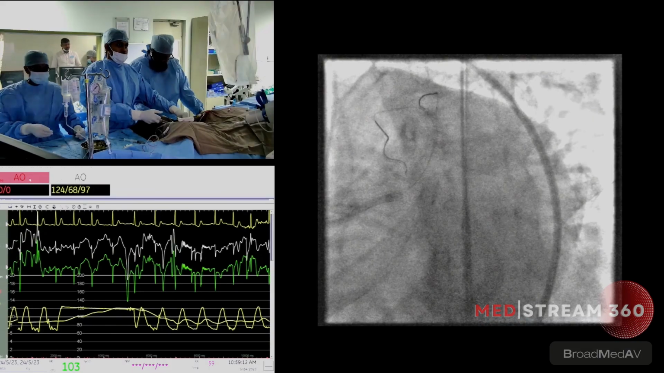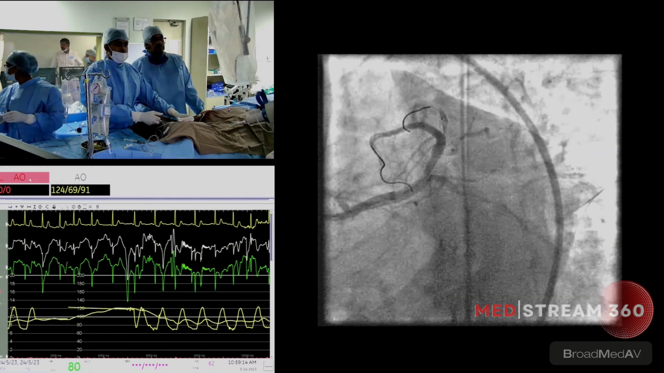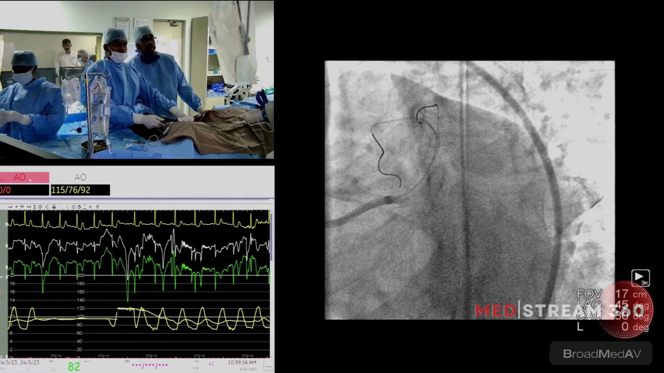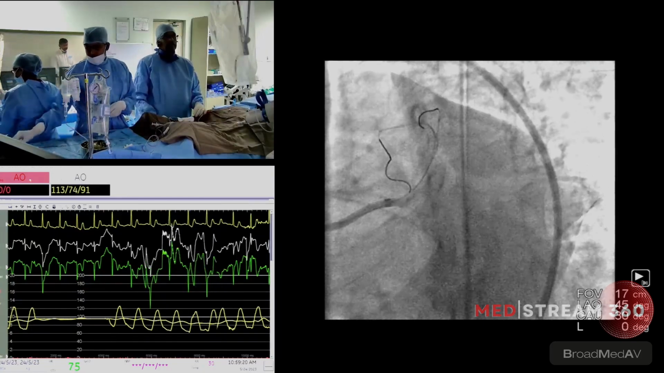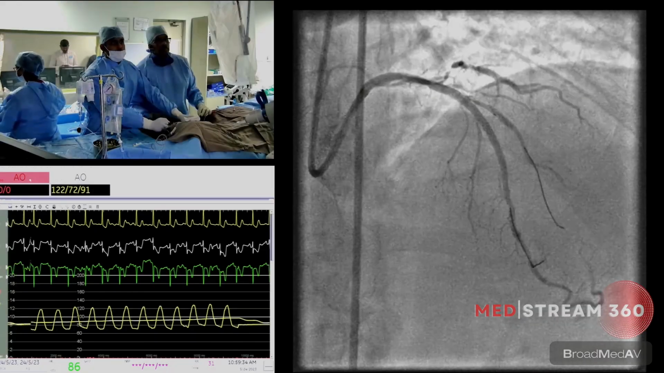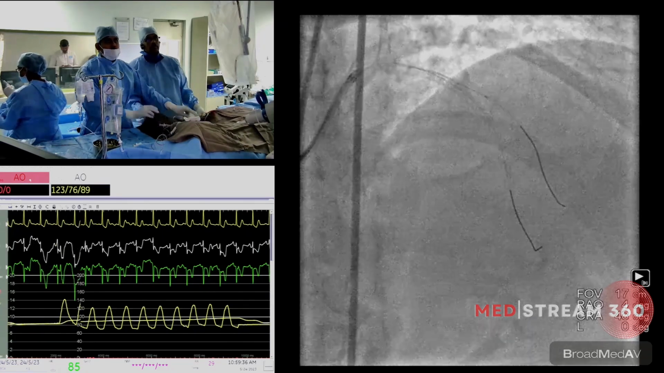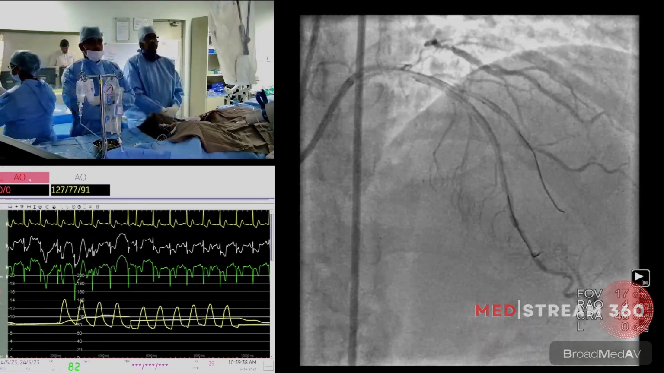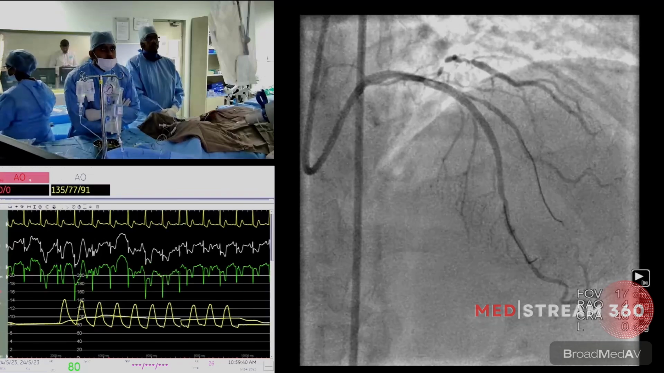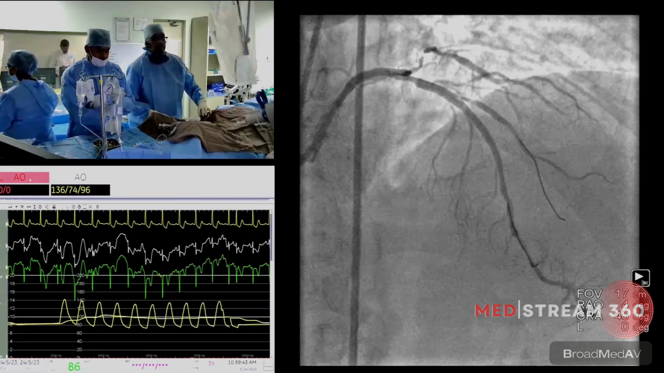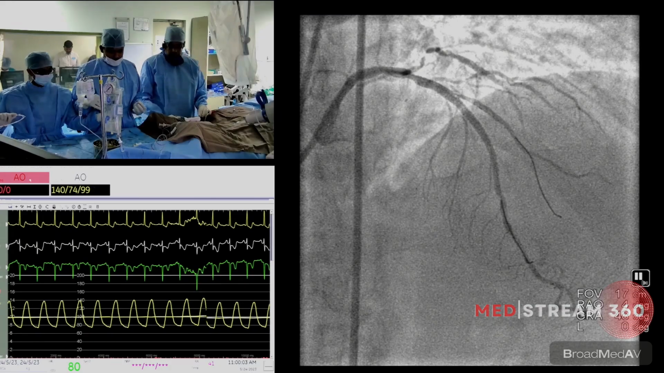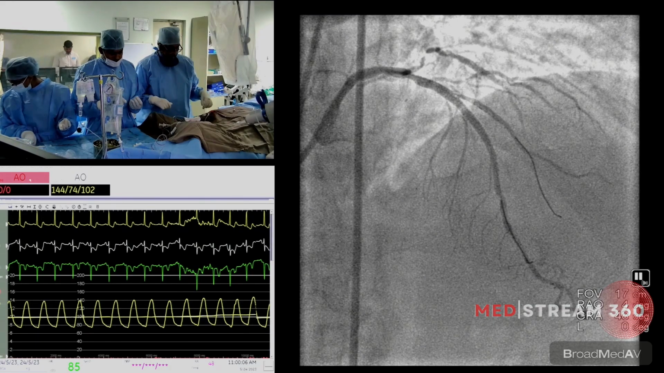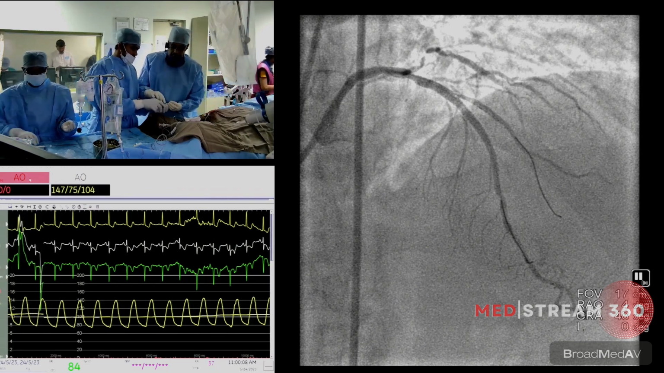Are we ready for a shot, Ajit? Yeah. It's still a bit slow flow, but I think it's better. Go to the other view, please. Okay, just give me a wire. Let me recross into the diagonal. So we're now going to go into the diagonal. So we go to the LAO caudal, please.